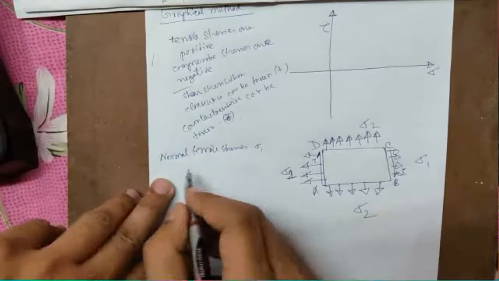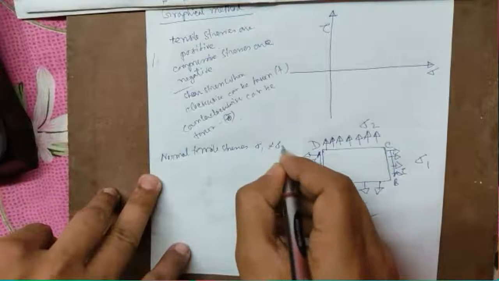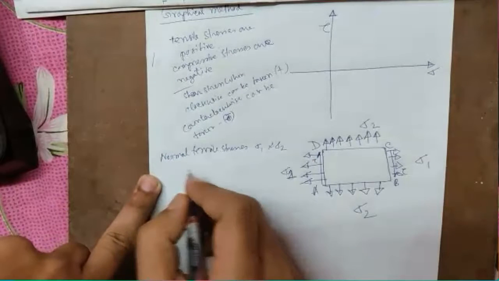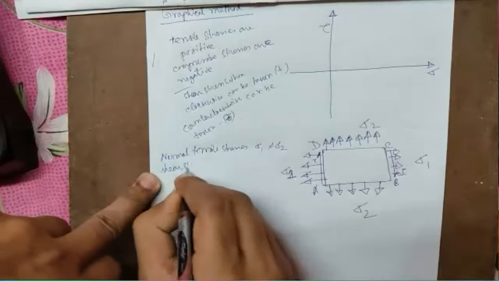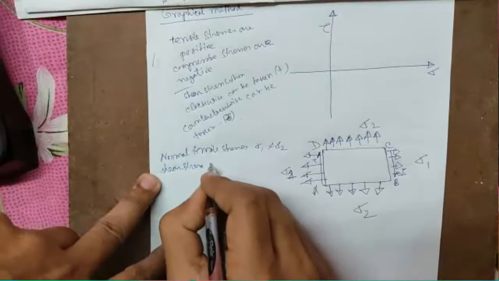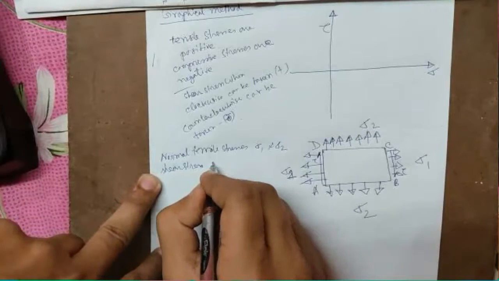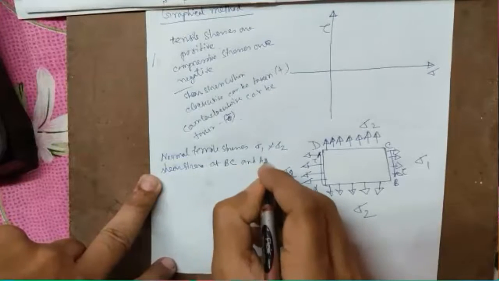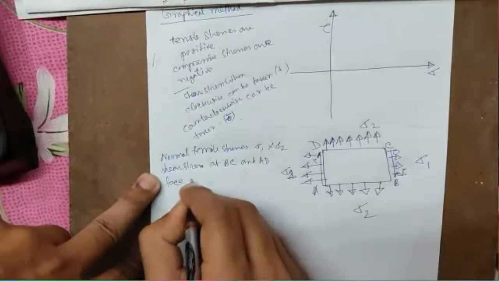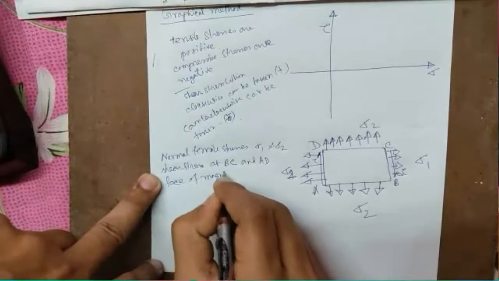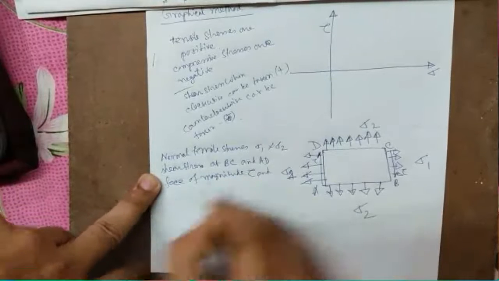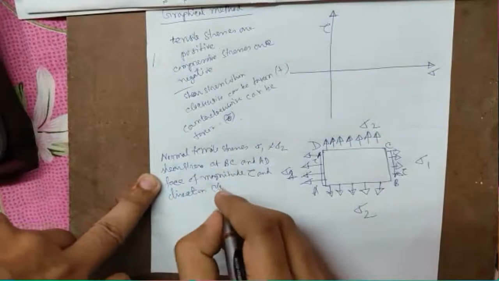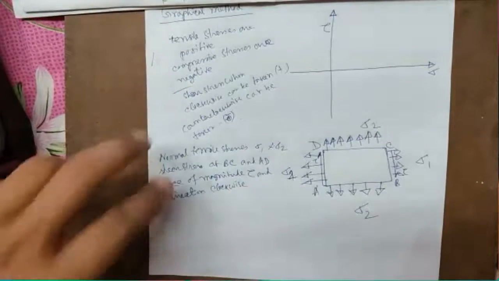So we have normal tensile stresses sigma 1 and sigma 2 as per the figure, and we have shear stress at the BC and AD faces of magnitude tau and direction clockwise. Okay, this is a scenario.